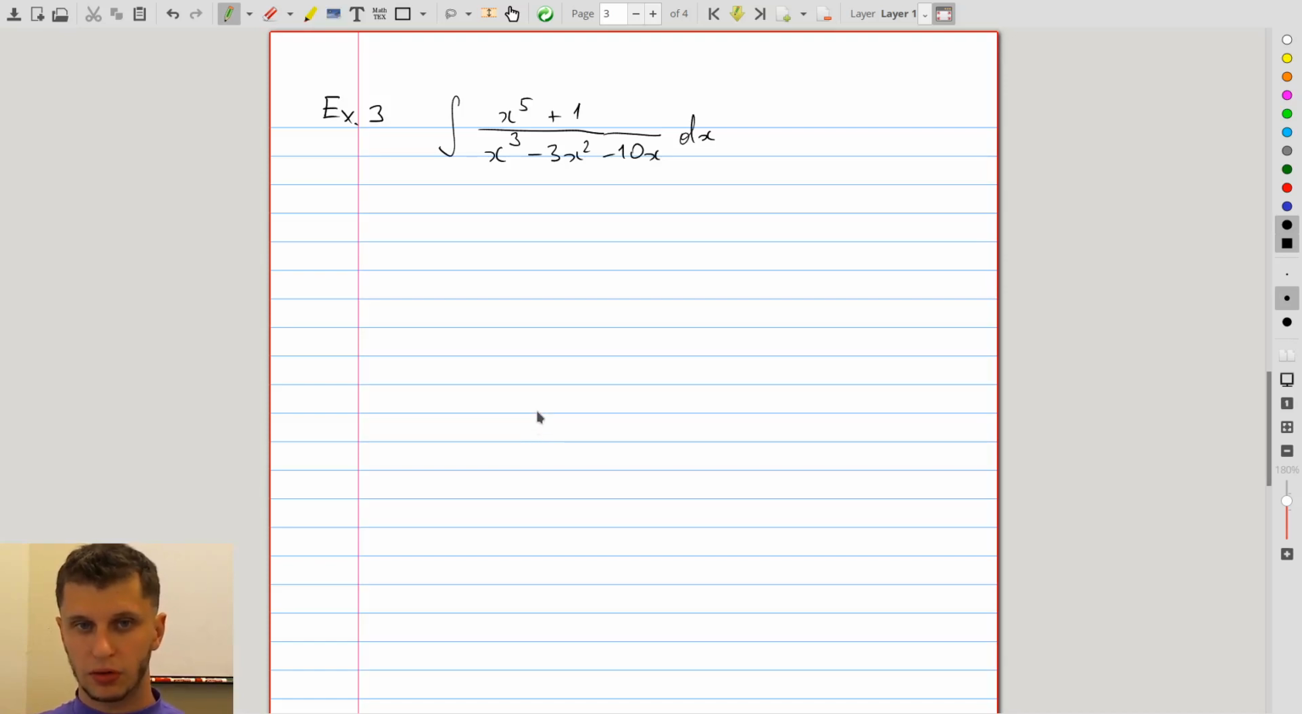Let us now talk about an example that involves a rational function. So the first thing to do, if you see such an integral, is to classify its integrand as a rational function. Specifically, as you can see, this is an improper rational function.